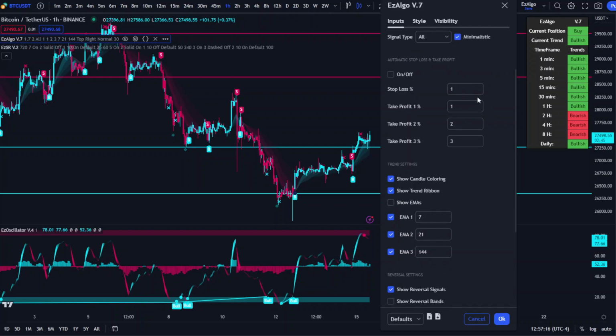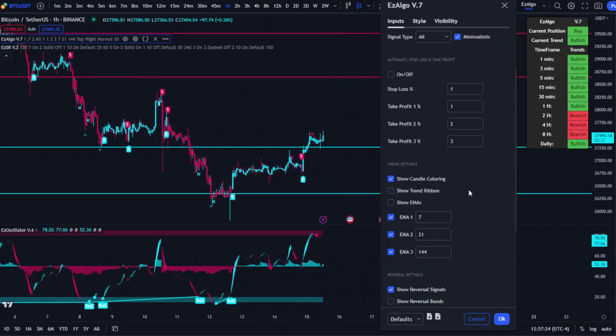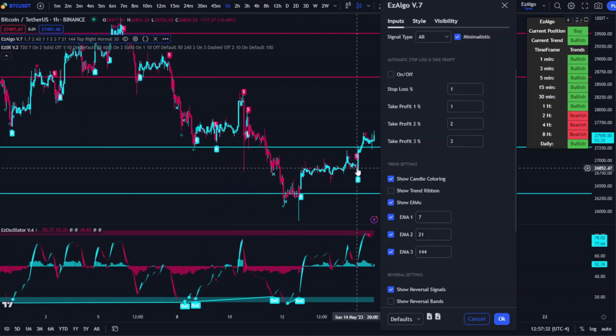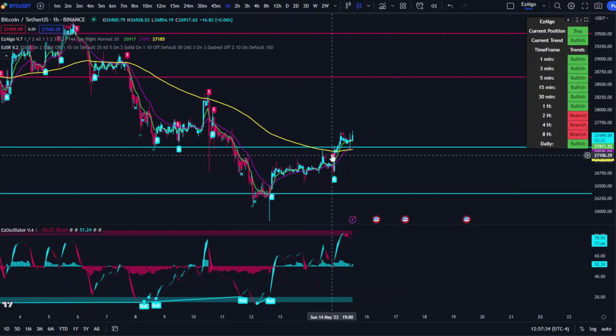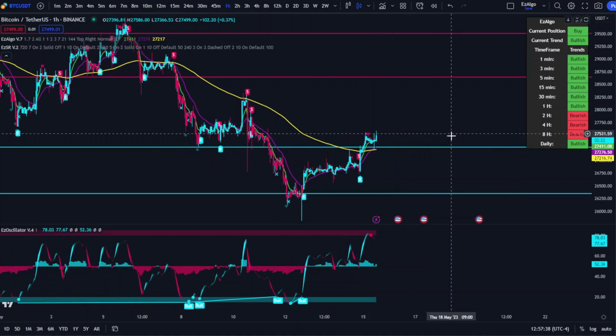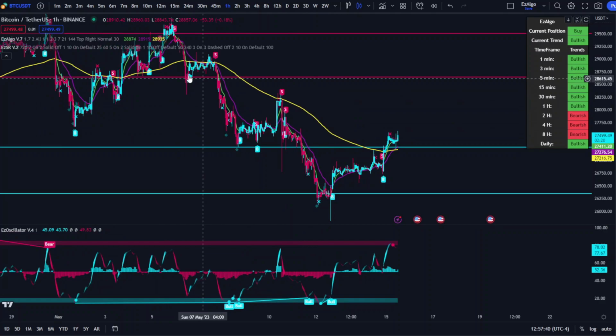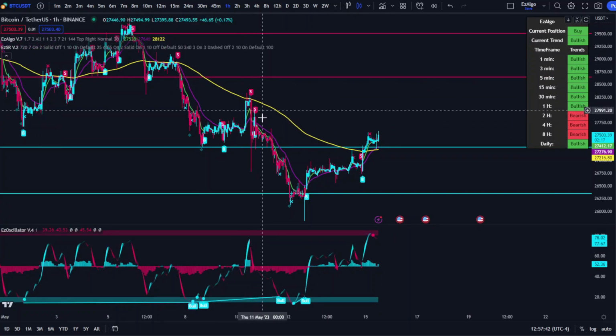Come down to trend settings. I like to keep the show candle coloring on, and the trend ribbon is entirely up to you. I personally don't really use this that much, so I'll turn the trend ribbon off. The EMAs I'll have off. Sometimes I'll like to turn the EMAs on to see what kind of trend we're in, see where the 144 EMA is. As you can see right now, we've just flipped and retested the 144 EMA, meaning I am bullish. You can see that price respects the 144 EMA very, very well.